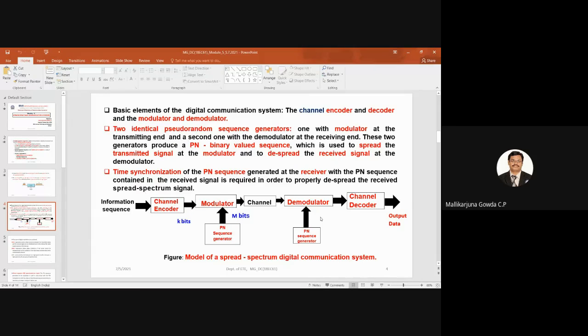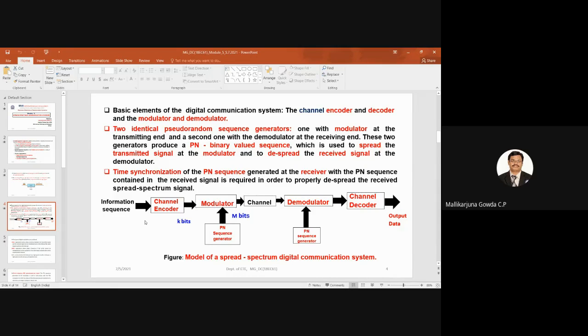Okay, this is how spread spectrum communication works. In normal digital communication, we did not have these pseudo noise sequence generators at the transmitter side as well as at the receiver side. Here, by using this pseudo noise sequence generator, we are going to spread the information over a wide bandwidth. After that only we do the modulation.